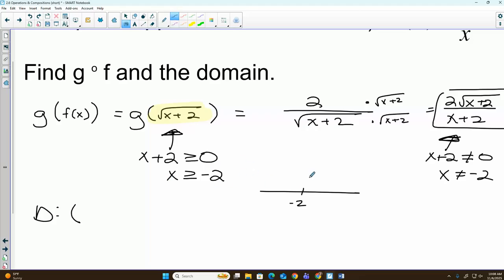Careful, this one already said greater than or equal, so that's only the positive. So I already took out the negative thing too. And then this one took out the 2, so it's just negative 2 to infinity, but you have to have a parenthesis because it's not equal to 0.